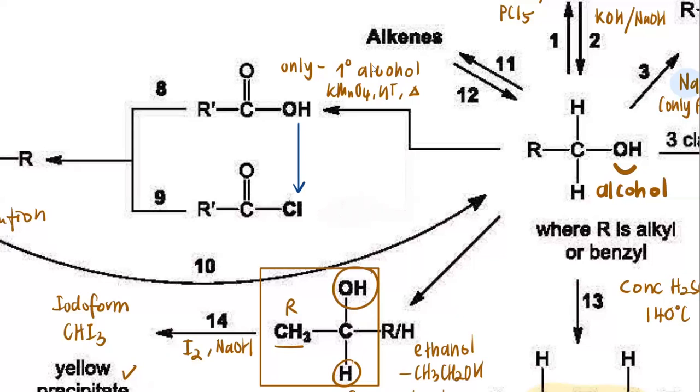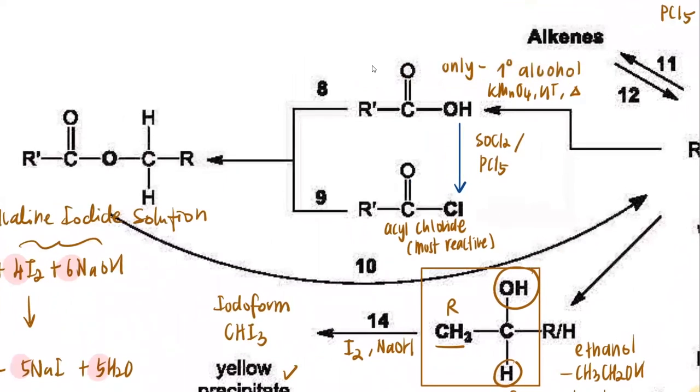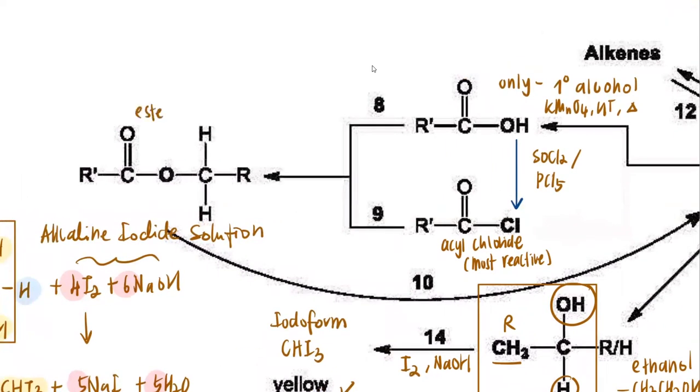To form RCOCl, how are we going to do this? You can react simply with thionyl chloride or PCl5. Then you get RCOCl. This is acyl chloride, the most reactive derivative of carboxylic acid. So we have acyl chloride and also carboxylic acid. Later combined with alcohol, they can form ester. So this is ester.